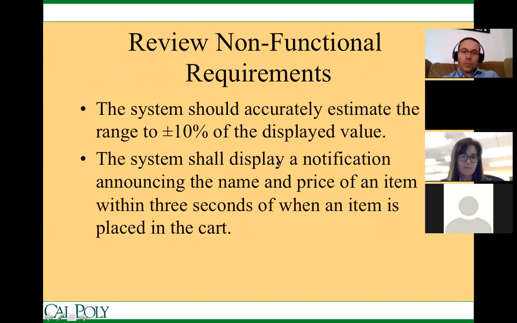Okay, and then the last one: the system shall display a notification announcing the name and price of an item within 3 seconds of when an item is placed in the cart. So it gives us an idea of how it should do it and how quickly it should do it. So speed, performance, which is good. We assume there's probably some functional requirement that says the system shall display a notification and might tell us what a notification is. That's not what we're trying to accomplish here in non-functional. We're just talking about how fast it does that. So those are good.